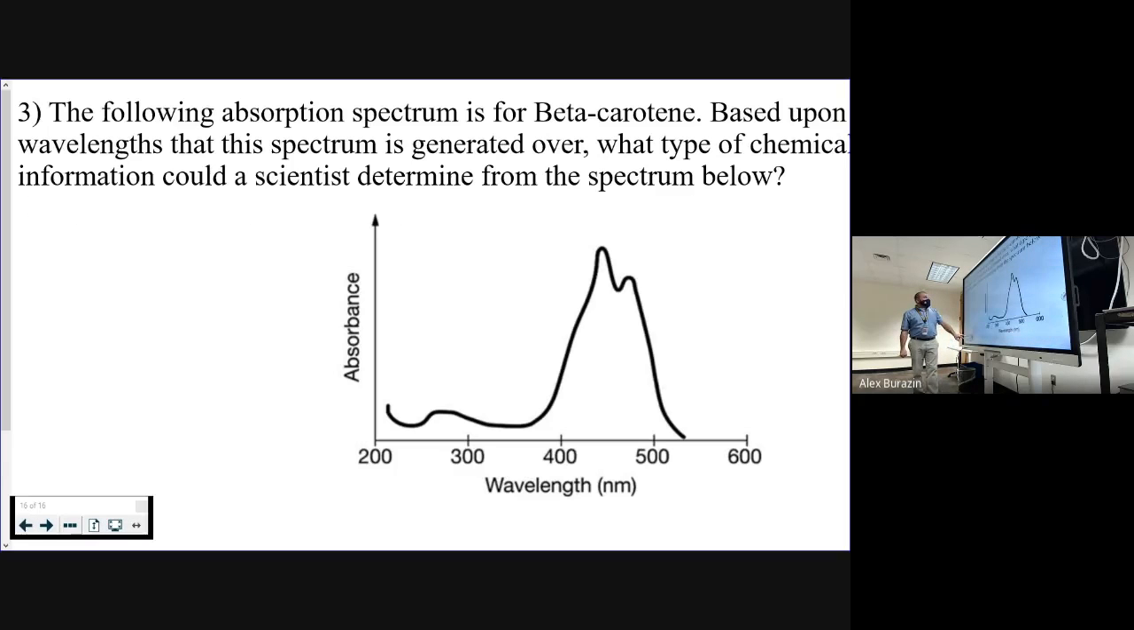Last but not least, the following absorption spectra is for beta carotene. Beta carotene is a chemical substance, based upon the wavelengths that this spectrum is generated over. What type of chemical information could a scientist determine from the spectrum below? Now, this is a little more convoluted. I have a spectrum from an instrument. And the question is what can this tell me?